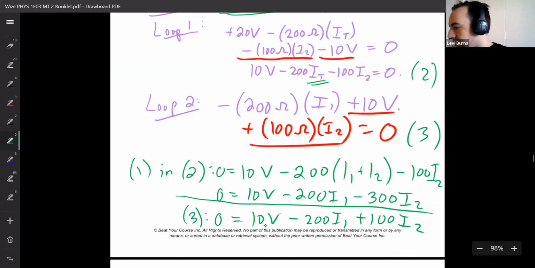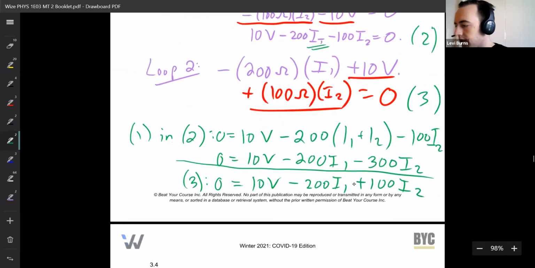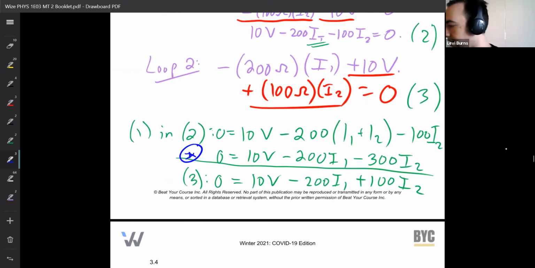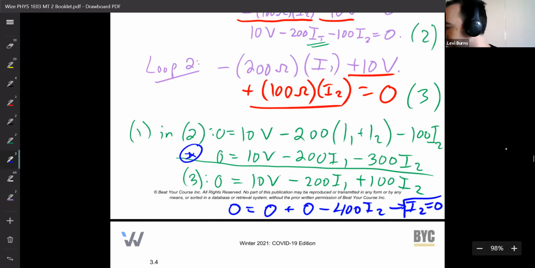So now that we have these 2 equations, we're just going to subtract these 2 equations. What you're actually going to find here, so if you do this starred equation minus equation 3, you're actually going to end up with 0 equals 0 plus 0 minus 400 I2. What this means is that I2 is actually equal to 0. That's the only possible solution to that equation.